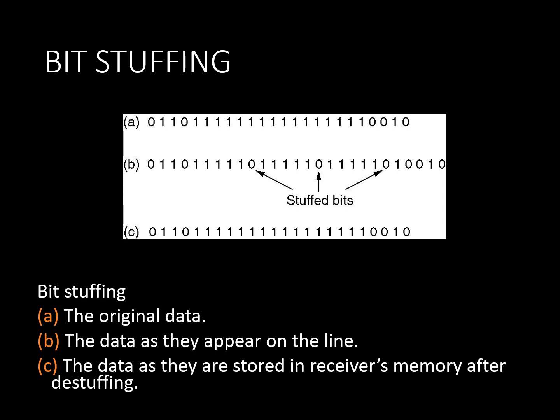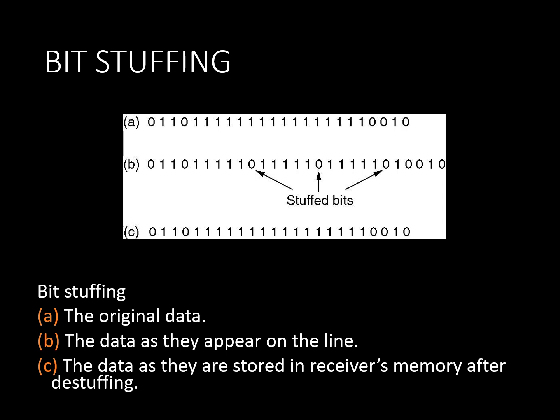See this, in the question we have a 0 and then 1 1 0. Here we have 5 consecutive ones, 1 2 3 4 5. After 5 consecutive ones, we add a 0 here. Then after the next 5 consecutive ones, we add a 0 here. And again after 5 consecutive ones, we add a 0 here. These are called stuffed bits. After adding the 0, we send the data to the receiver.